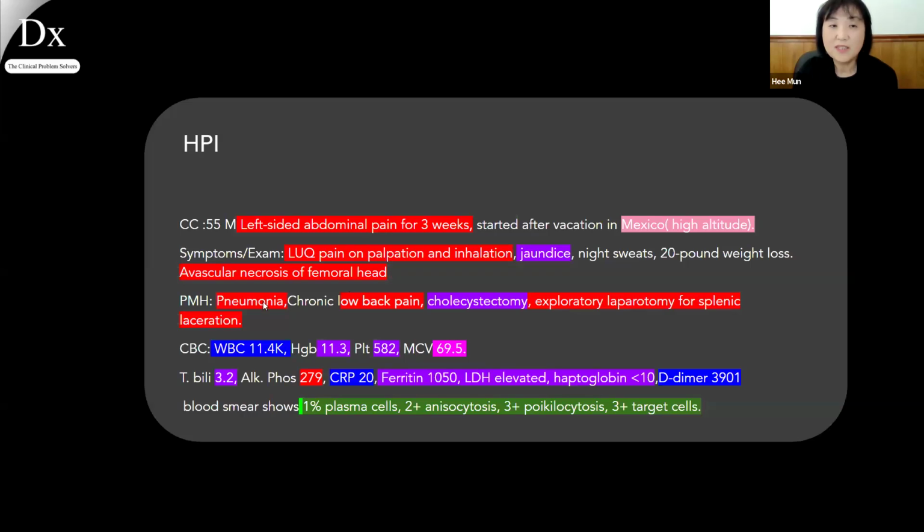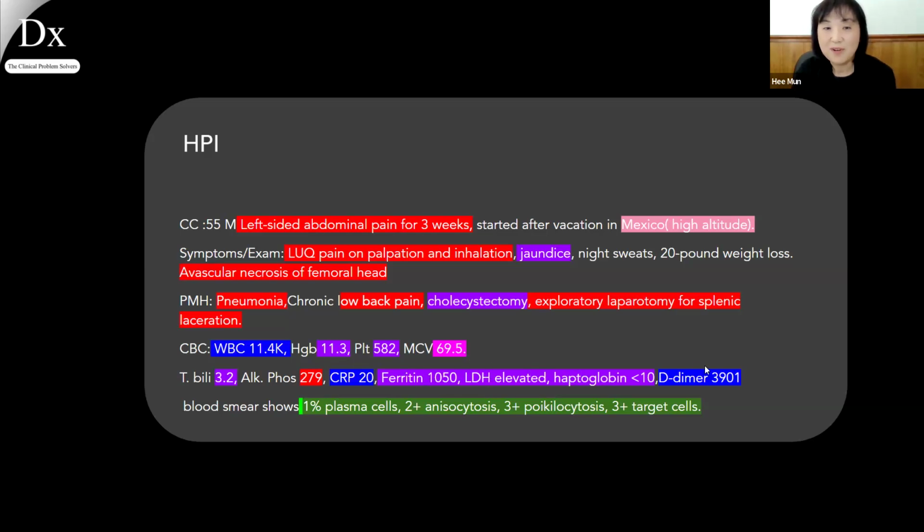Pneumonia can be the cause of acute chest syndrome. And low back pain is when the bone can be widening when the marrow has increased activity. And cholecystectomy can happen with a pigment stone. And then the splenic laceration. And hemoglobin is not really severe, it's 11.3, and MCV is microcytic. And bilirubin 3.2. And because of the bone pain, alkaline phosphatase was 279.